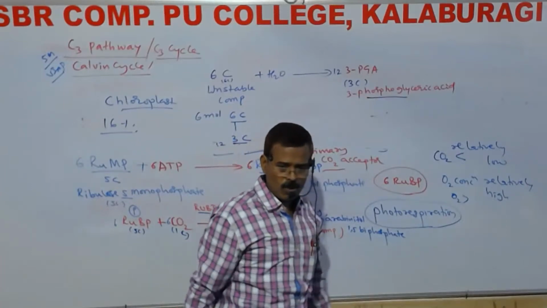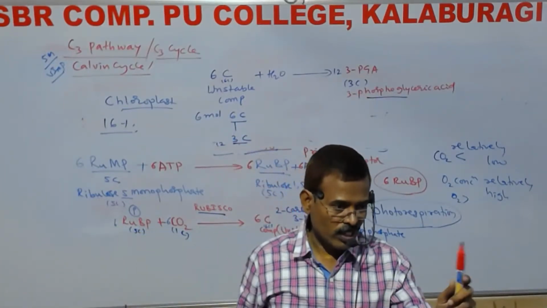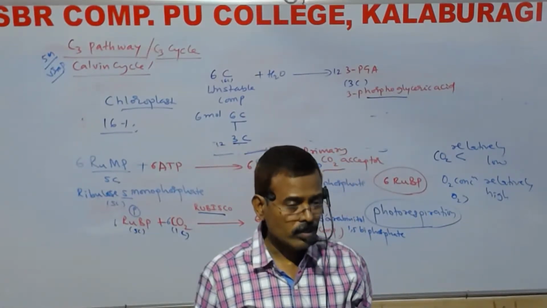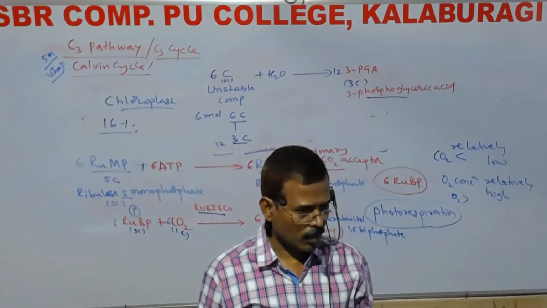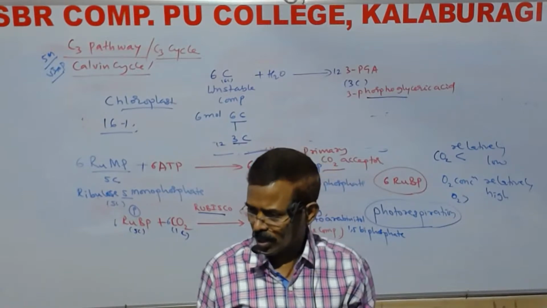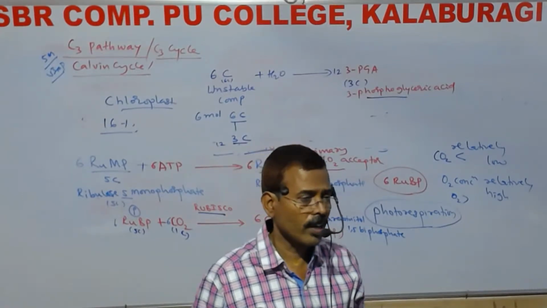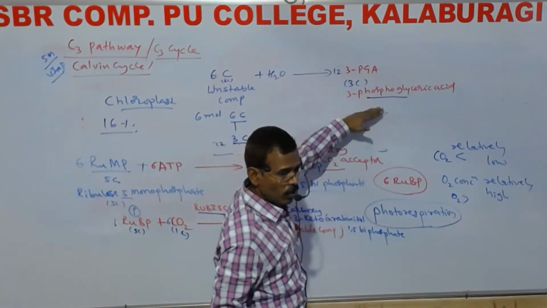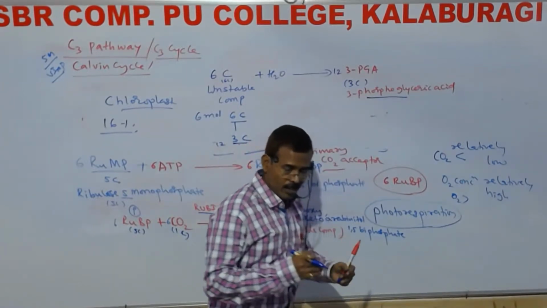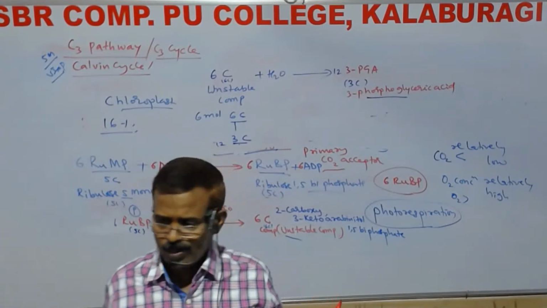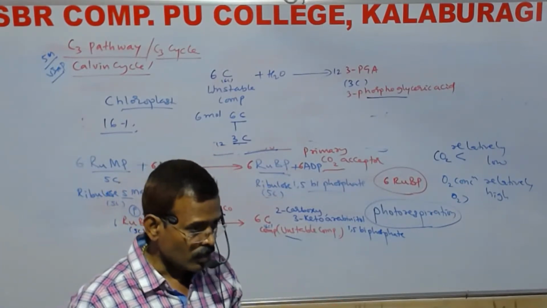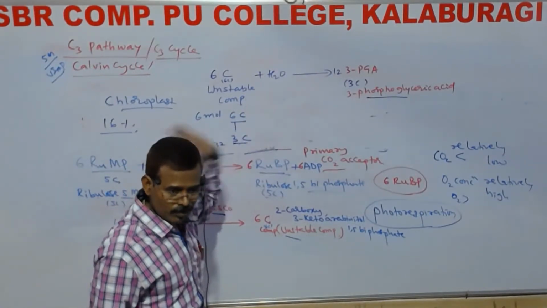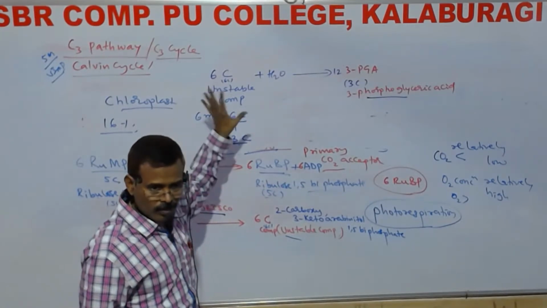That is why this pathway is called the C3 pathway or C3 cycle. Remember, why is the Calvin cycle also called the C3 pathway? Because the first stable compound formed after the carboxylation step is 3-phosphoglyceric acid, a 3-carbon compound, hence it is called the C3 pathway. So we got 12 molecules of 3-phosphoglyceric acid. These sequences of reactions take place in the stroma or matrix of the chloroplast. These are all different reactions which come under the carboxylation step.